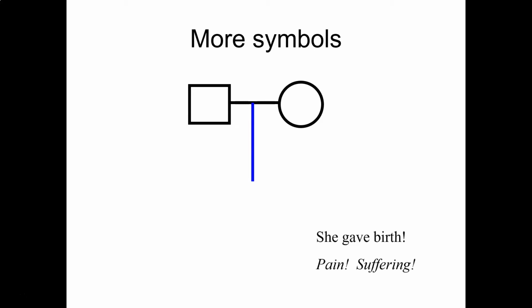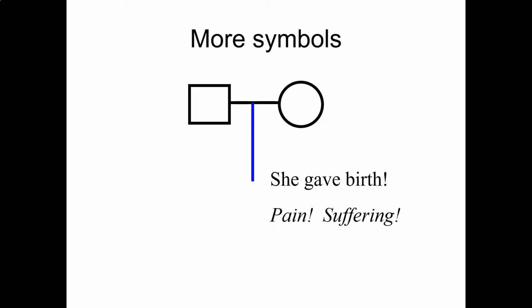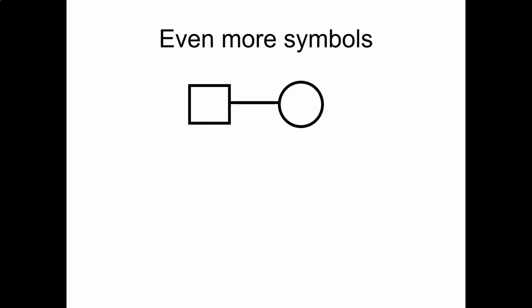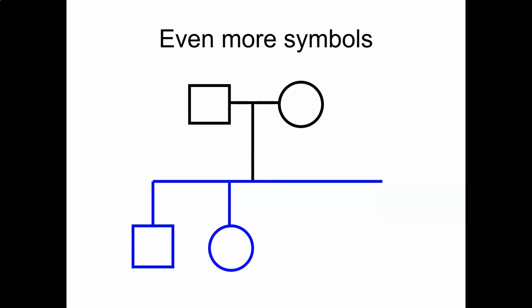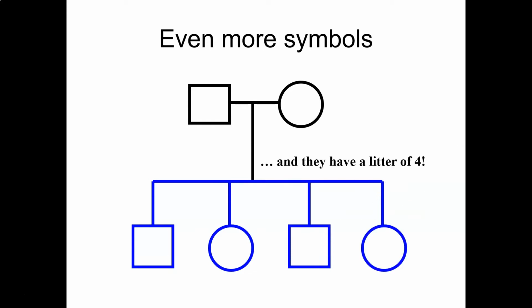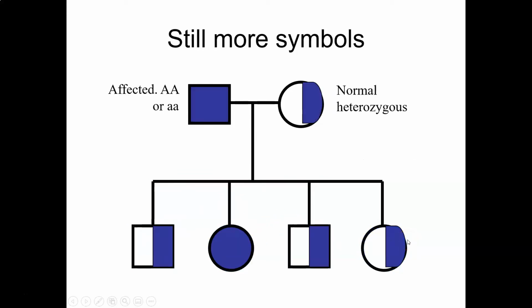Now, if we draw a line underneath it, that means the person gave birth, pain, suffering, all that good stuff. Now, if they have a line going down and it gets to a crossbar, and each crossbar comes off, as you see here, that means they had 4 kids. Each of these represents a kid. They had 2 boys and 2 girls.